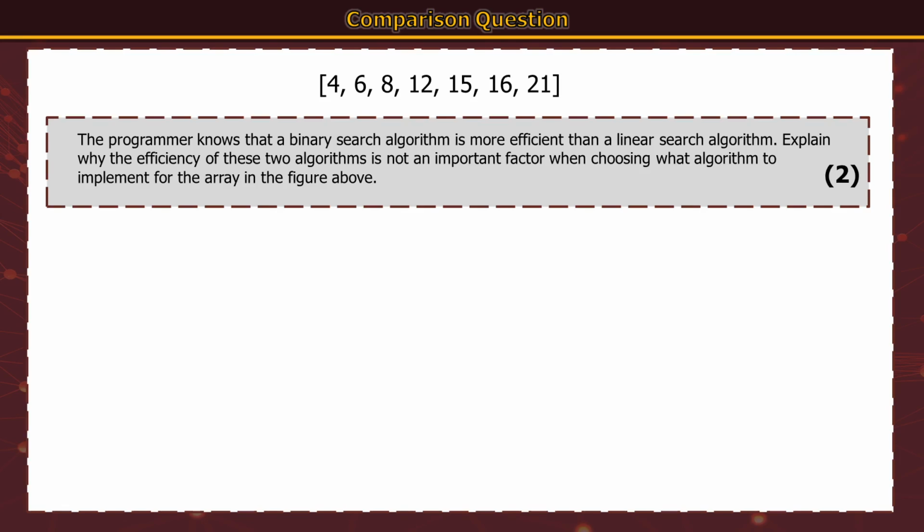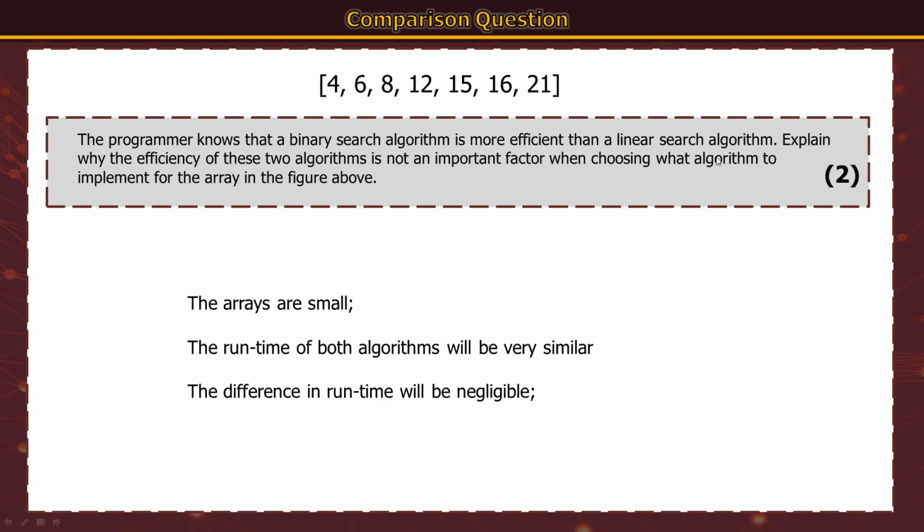Right then. So I said earlier that a linear search is efficient on small lists. So your answer needs to cover that, and you need to do that in 2 points. And this is how you could have done it. The array is small. The runtime on both algorithms would be very similar. The difference in runtime would be negligible. This means that there would be very, very little difference, or a very unnoticeable difference. This is because there's not a lot in there, so it wouldn't take long to get through the list.